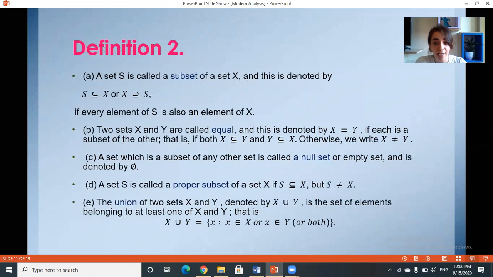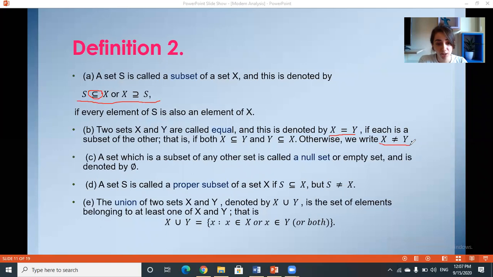A definition. A set S is called a subset of X, and this is denoted by this sign, if every element of S is also an element of X. Two sets X and Y are called equal, denoted by X equals Y, if each is a subset of the other: if both X is a subset of Y and Y is a subset of X. Otherwise, we say that X is not equal to Y.